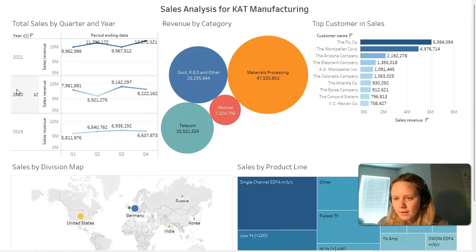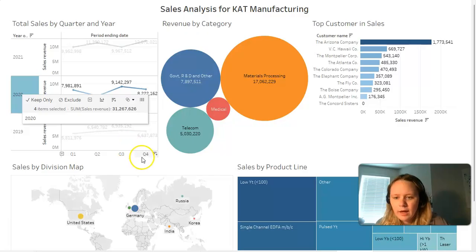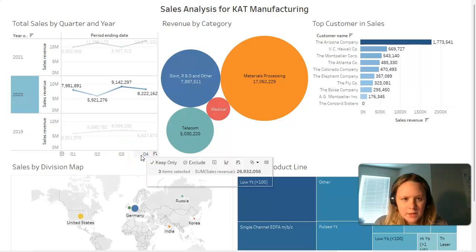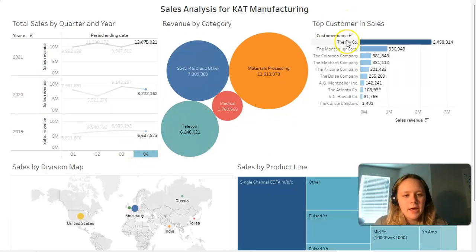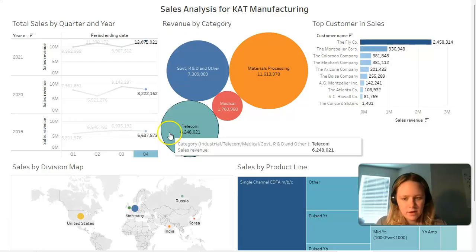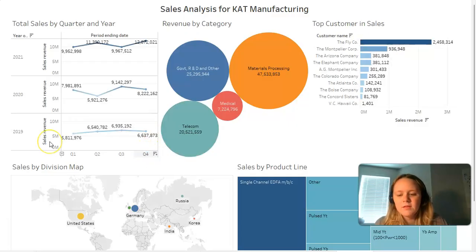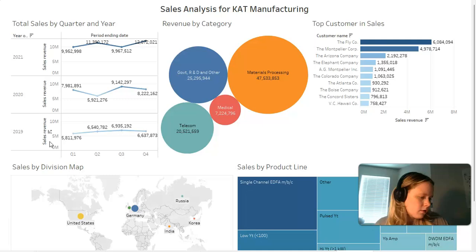And then for question 6, who is CAT Manufacturing's top customer in the fourth quarter of 2020? So then we navigate back to 2020 and then quarter 4. And that shows that the Flyco is the highest customer and it has 2.458 million in sales. Let me deselect that.